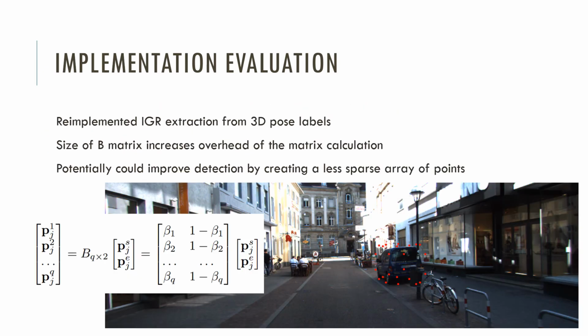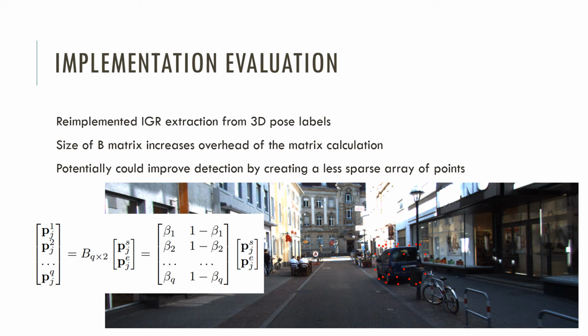For my reimplementation, I reimplemented the IGR extraction formula from the 3D labels given in the KITTI dataset. This formula was given in the paper. In the paper, it was suggested to use a 2x2 B matrix, and they specified values, which I used. In an attempt to increase B, I saw an increase in the overhead, which led me to understand why the authors of this paper chose a 2x2 matrix.